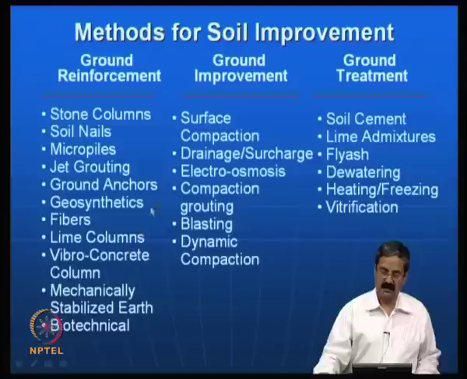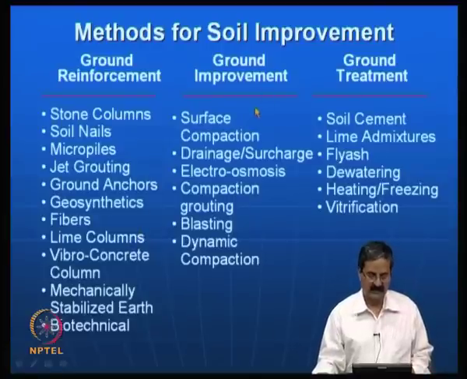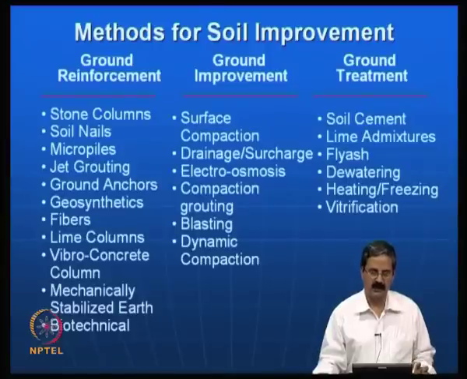Then ground improvement. For example, when you do surface compaction, we know the typical rollers that we use for rolling purposes to get some maximum dry density, and you normally mix the soil at close to optimum moisture content and allow the rollers to do the compaction. So, this is called surface compaction.